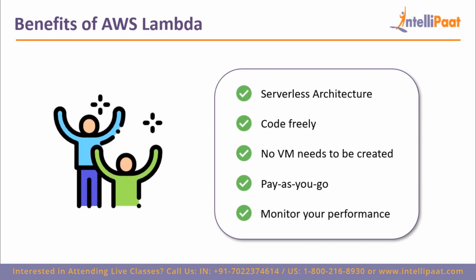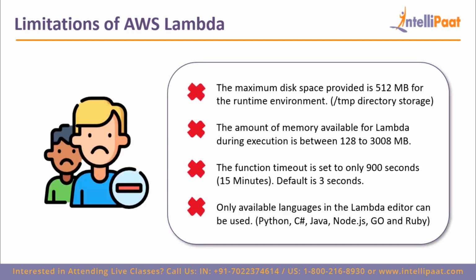So whatever advantages a service provides, there will always be some limits to it. So now let us take a look at the limitations of AWS Lambda. The first limitation is that the maximum disk space provided is 512 MB for the runtime environment. This means the /tmp directory storage can only store 512 MB at the same time. Why do we need /tmp directory storage in Lambda? Because we need temporary storage for the current Lambda function's inputs and outputs, since there is no guarantee that the same Lambda function will execute two or more times.